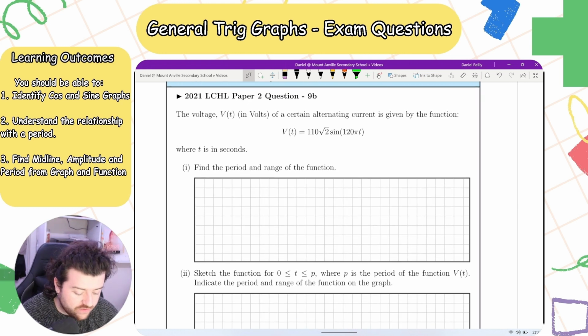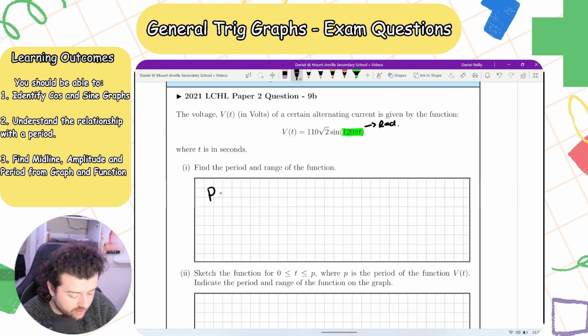The voltage V(t) in volts of a certain alternating current is given by the function 110 root 2 sine 120 pi t, where t is in seconds. Find the period and the range of the function. I see a pi within my angle, so this is going to be in radians.